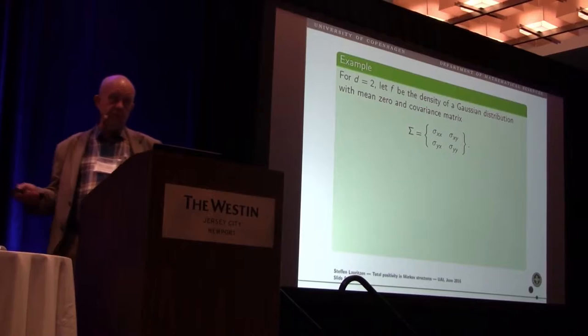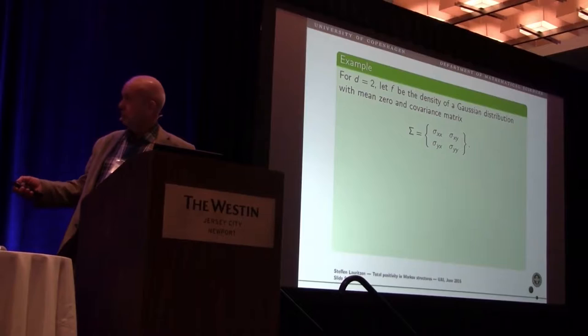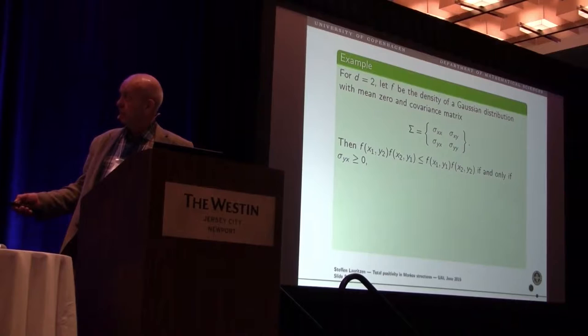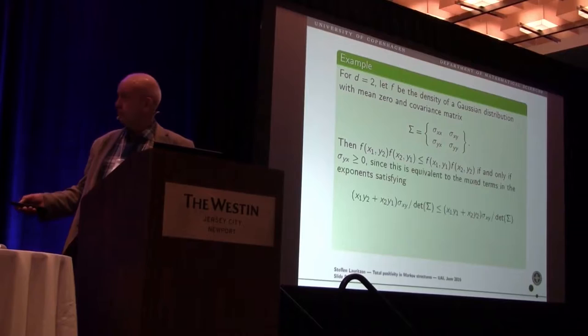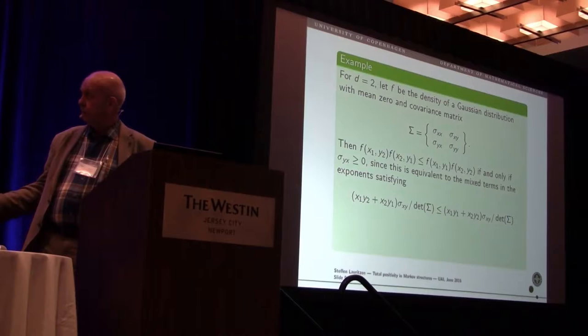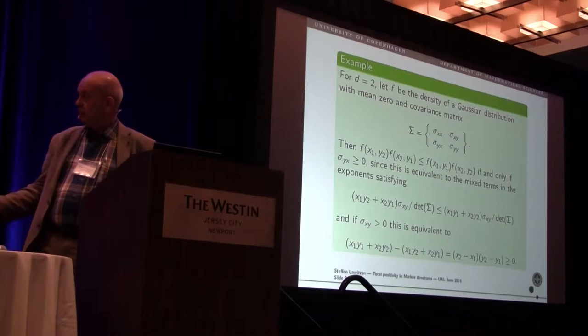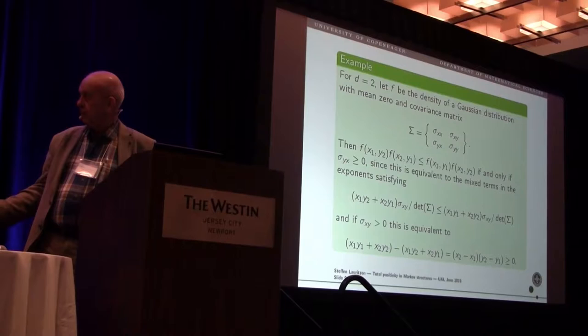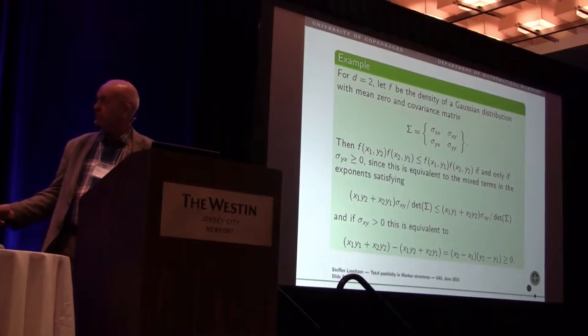So let's just see what this means for the Gaussian case. For the Gaussian case, we have a covariance matrix, sigma. What I claim is that this is the same as saying that the covariance is non-negative. So in that sense, it's generalized. It's a very obvious result. You can simply see it if you write the mixed terms in the exponents of the densities; the quadratic terms go away. These are the mixed terms. One of them looks like this, the other one looks like that. And then you can see that if sigma is positive, this holds if and only if this difference is positive, and that's really x2 minus x1 and y2 minus y1. So this is the simple explanation for the Gaussian case.